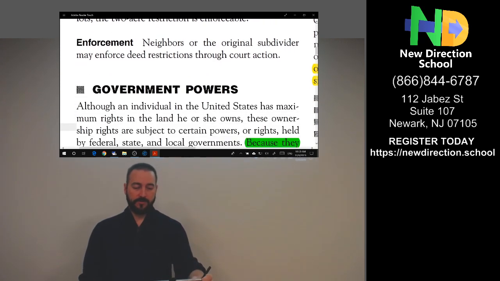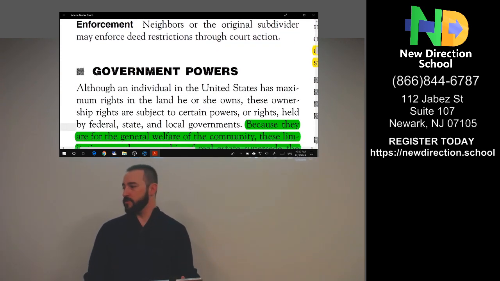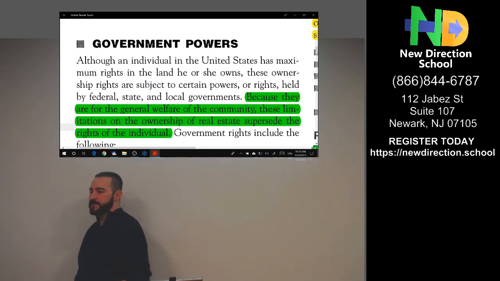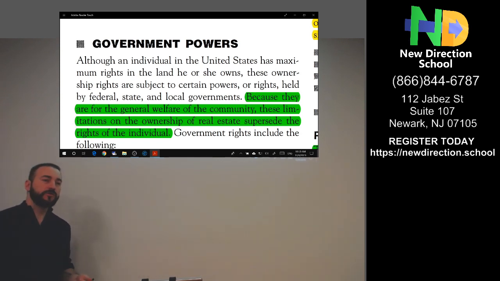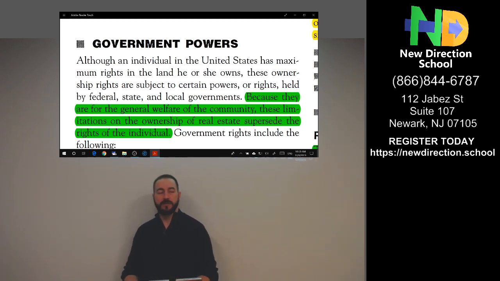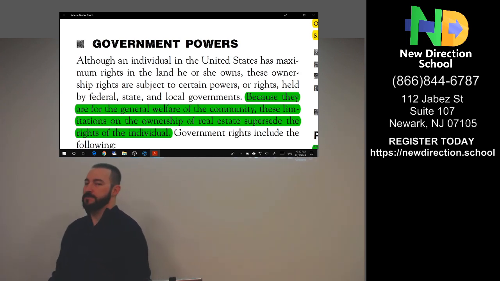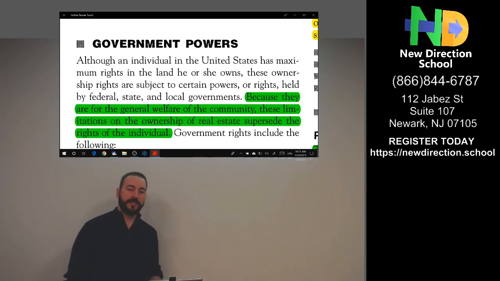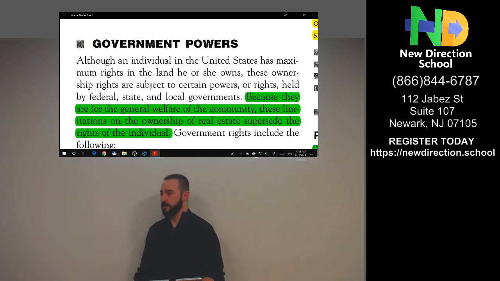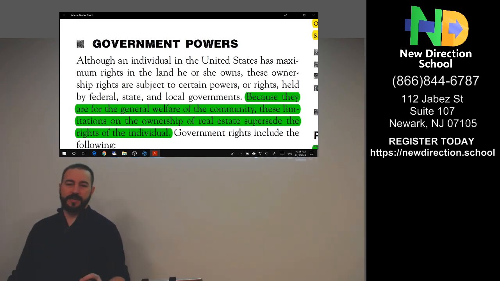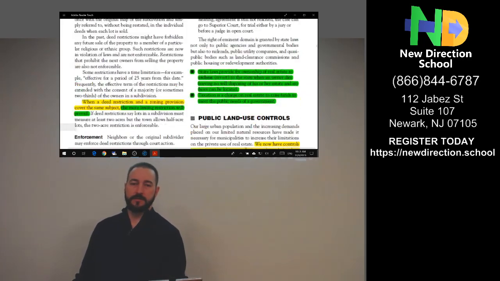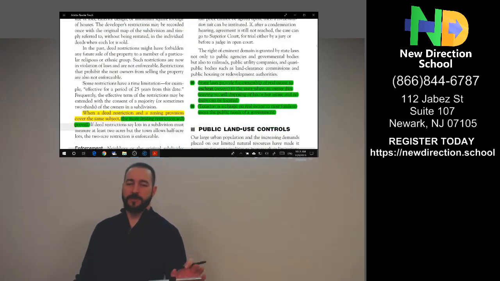And now we're going to go into, so that was all private. Now we have government powers. Where it says government powers: although an individual in the United States has maximum rights in the land that he or she owns, these ownership rights are subject to certain powers or rights held by federal, state, and local government. Please highlight, underline, put stars. We are on page 103.